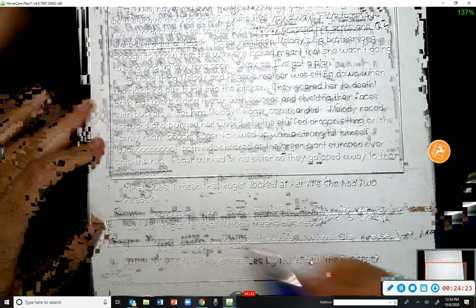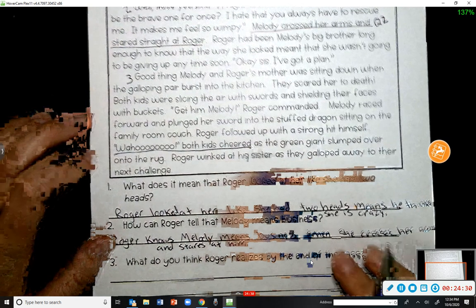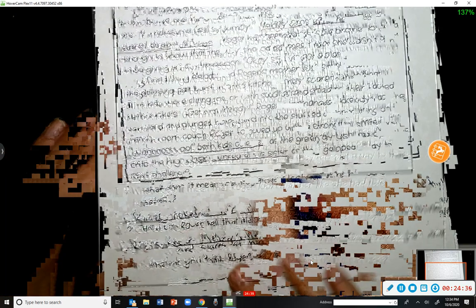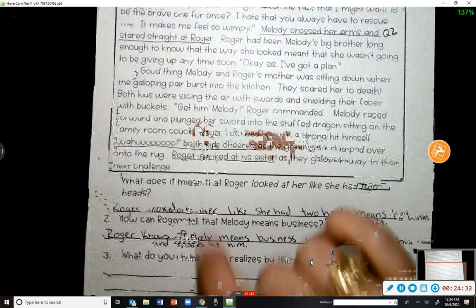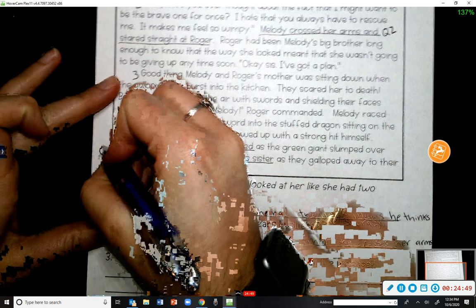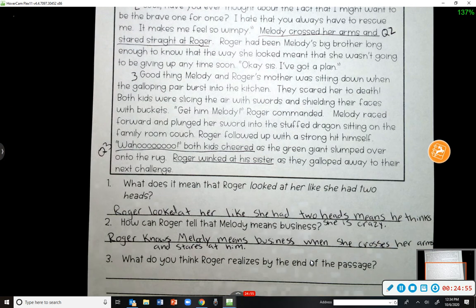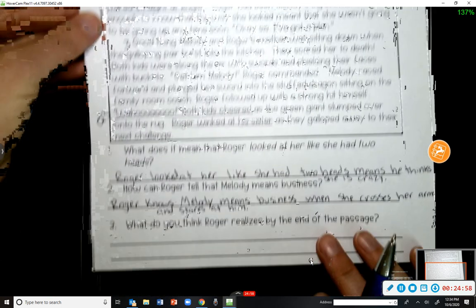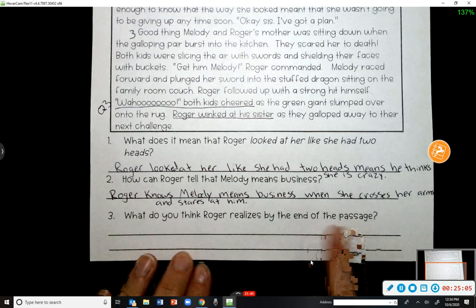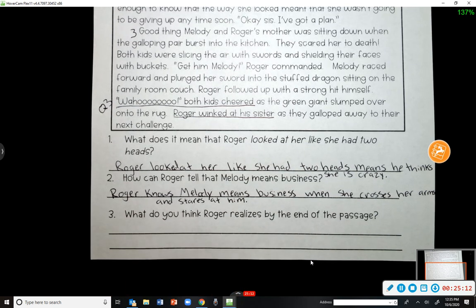So we can underline the woohoo. Both kids cheered, and then Roger winked at his sister. Right? Because that tells us that they were both having fun, and that Roger realized that they could both have fun and still be the brave one. So we're going to write Q3 next to that one, because that's where we found our answer for question 3. Okay? And then we still want to write this one in a complete sentence as well. So we could write, at the end of the passage, Roger realizes that they can both be brave and still have fun.